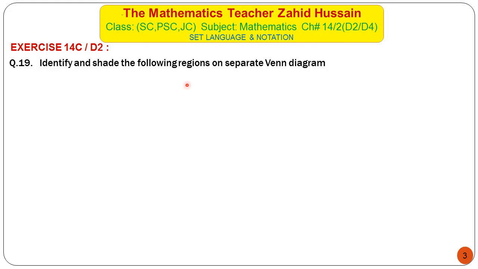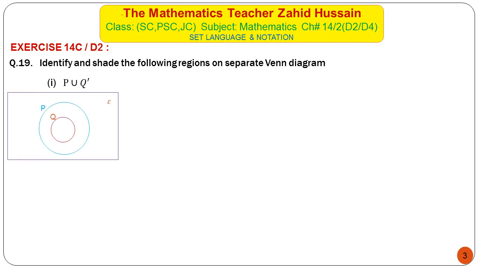This is question number 19. Identify and shade the following regions on separate Venn diagram. Similarly, there are different sets given and you are asked to shade the Venn diagram. This is the Venn diagram.